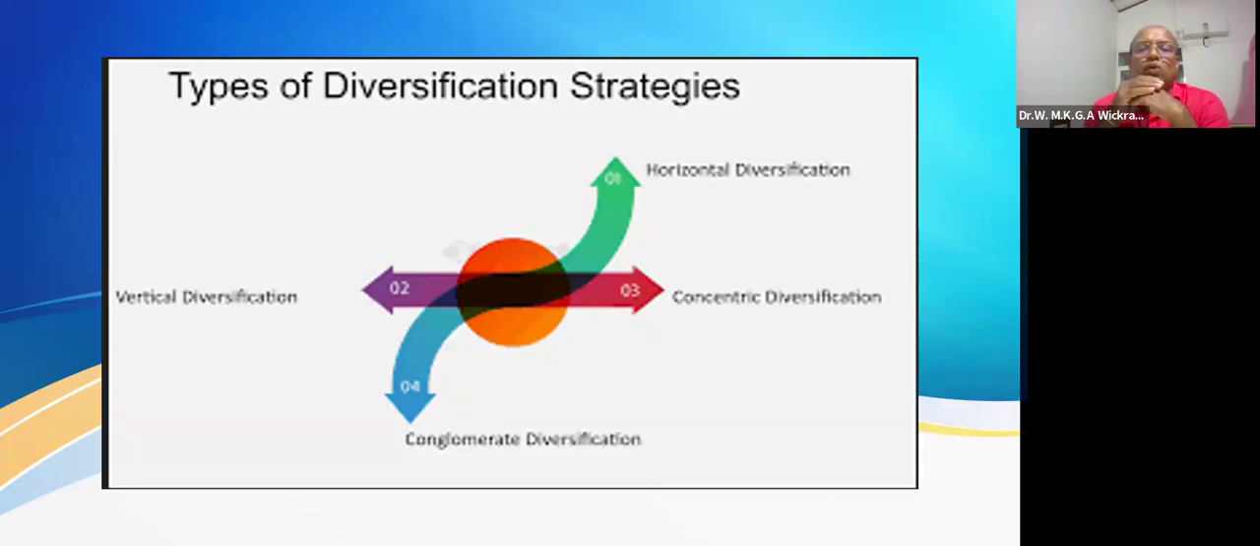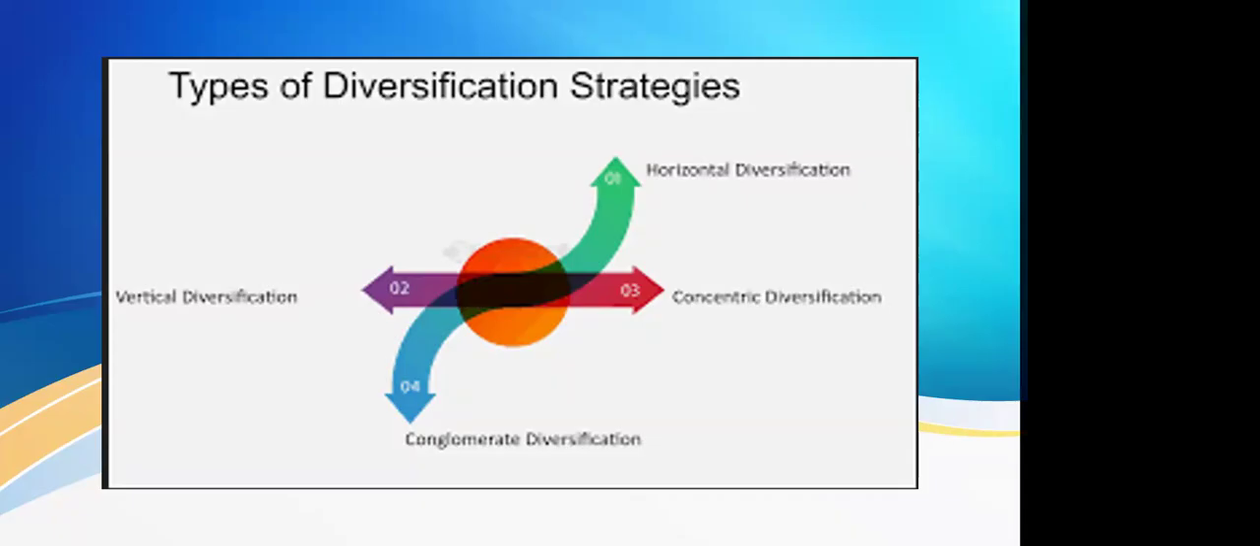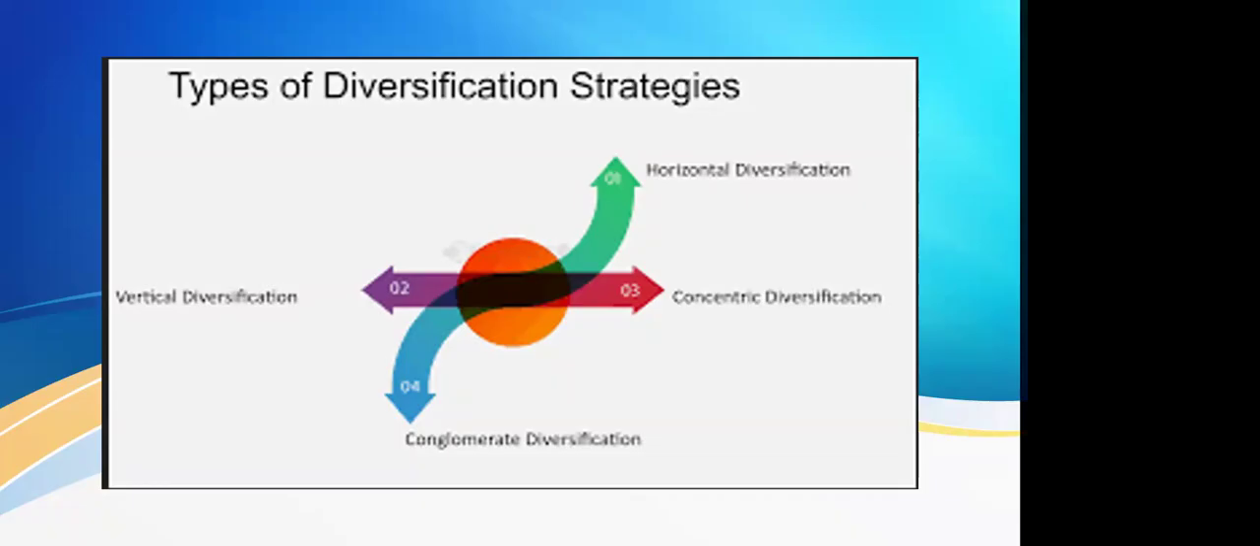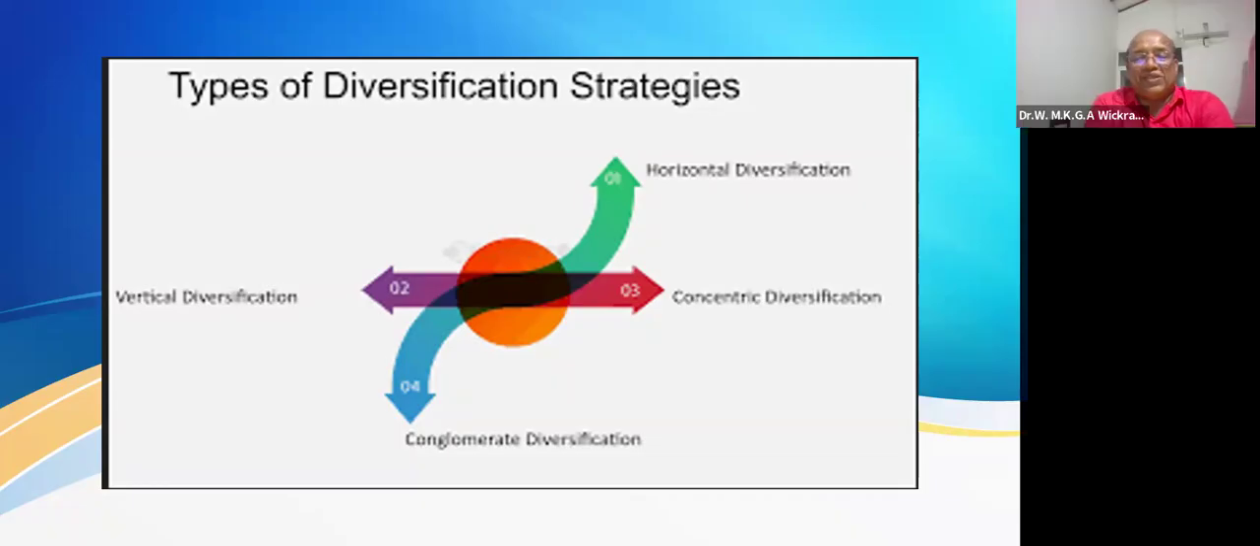So what do you think? Is conglomerate diversification high risk or low risk? Low risk. Yeah, because why? If tourism comes down, they have other means to earn. So therefore, they are reducing their risk by moving to different industries.